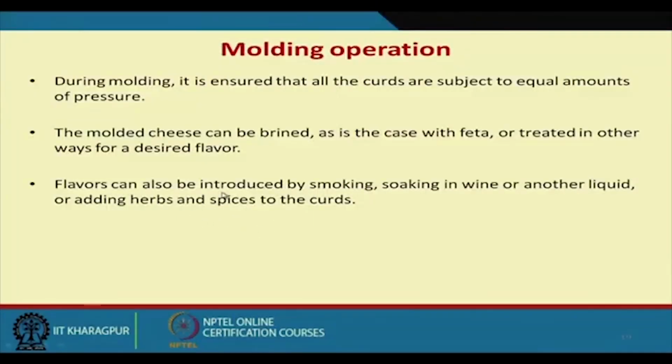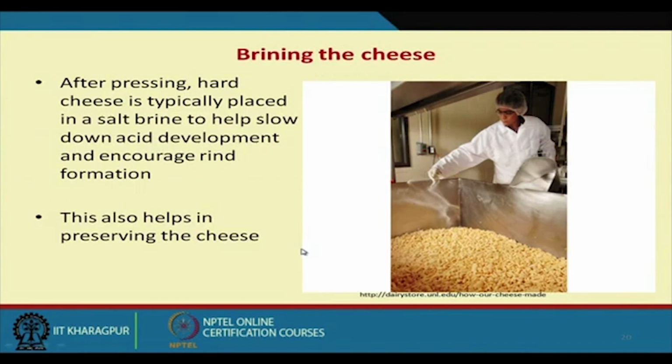The flavor can also be introduced by smoking. A lot of people like the smoke flavor. Or by soaking with wine or another liquid, or adding herbs, because some herbs have medicinal value, and spices to the curd. You know that it gives you a different type of taste. This is how different types of cheese are manufactured.